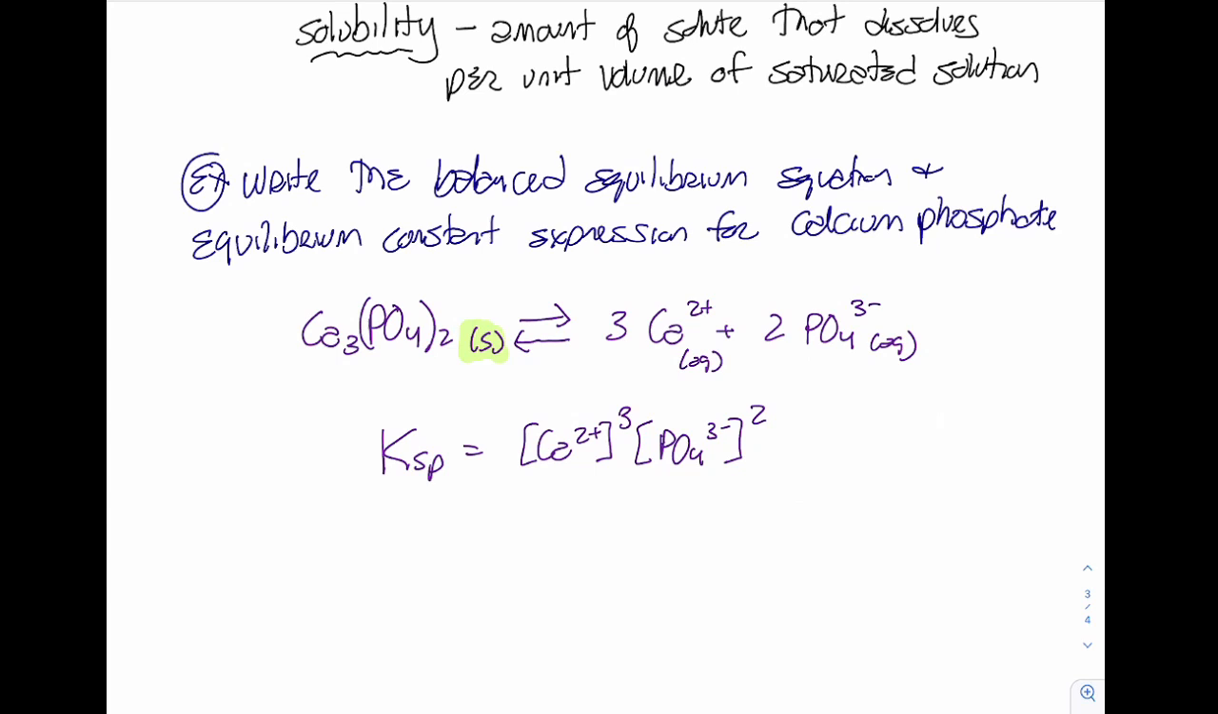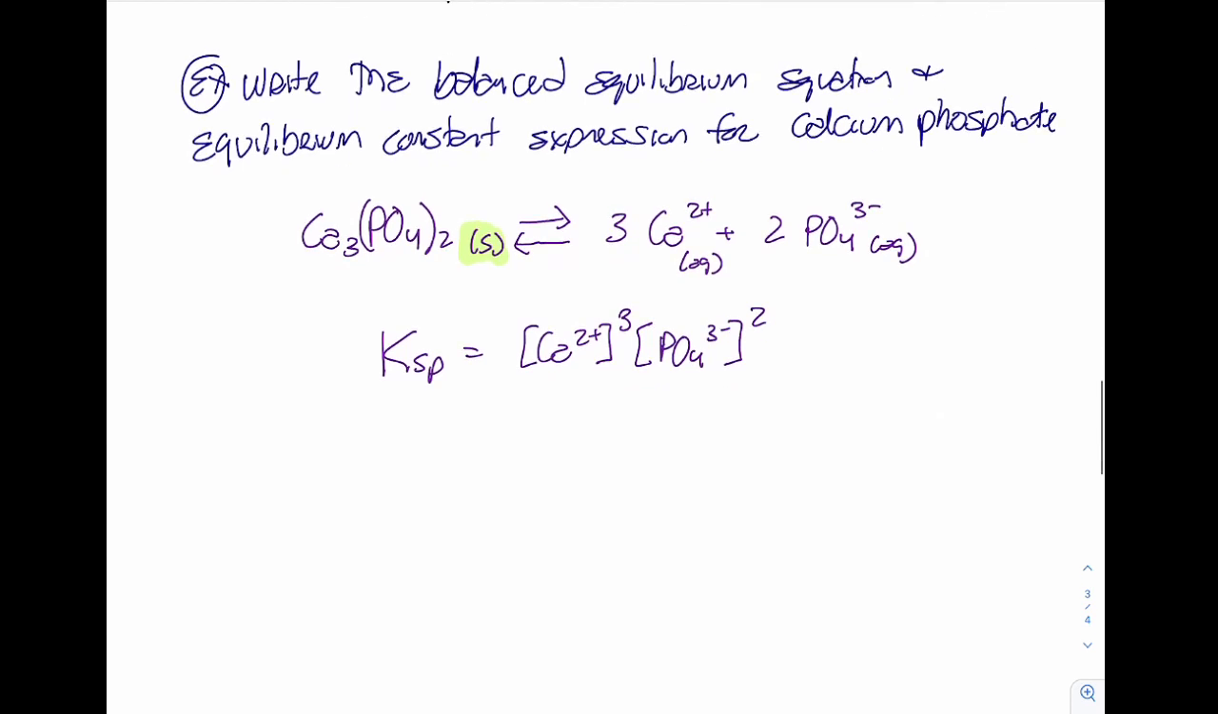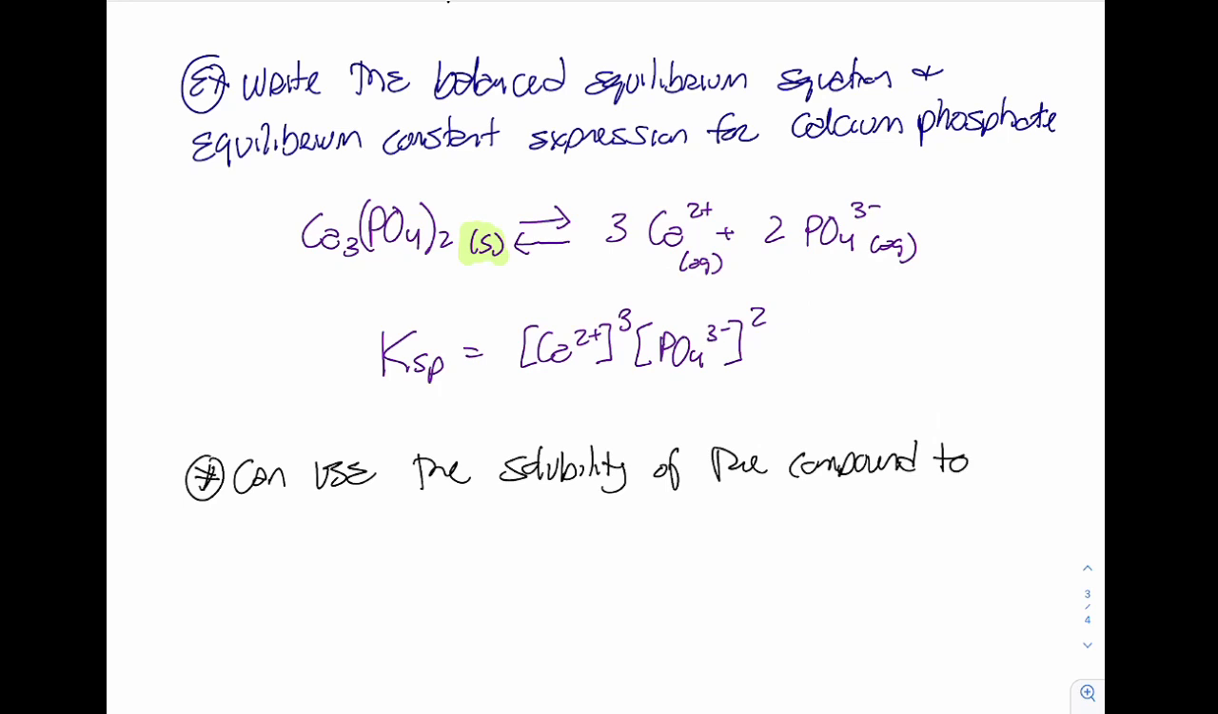If we know the solubility of our compound, we can actually use that to calculate our solubility product constant, right, the value for KSP. So we can use the solubility of the compound to calculate the solubility product constant, KSP. And the easiest way is to just go through an example.